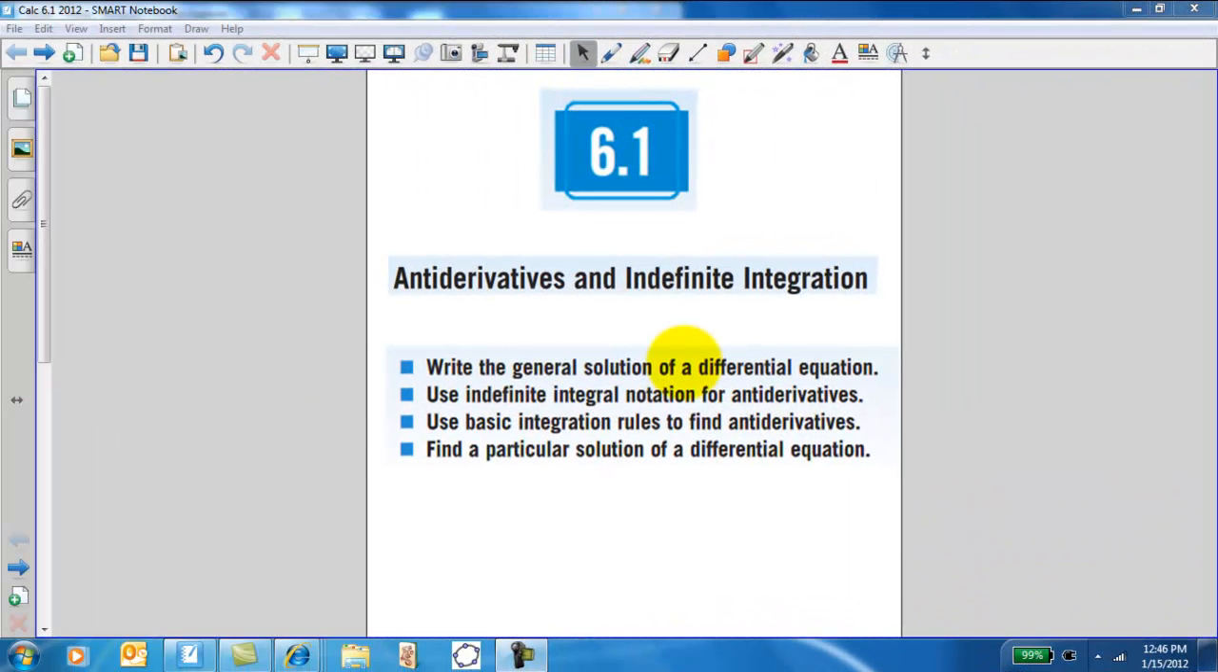Hello, calculus students. Here we are with antiderivatives and indefinite integration. Basically, this is going backwards from what we've been doing before. We're going to learn these skills: write a general solution of a differential equation, use indefinite integral notation for antiderivatives, use basic integration rules to find antiderivatives, and find a particular solution of a differential equation.